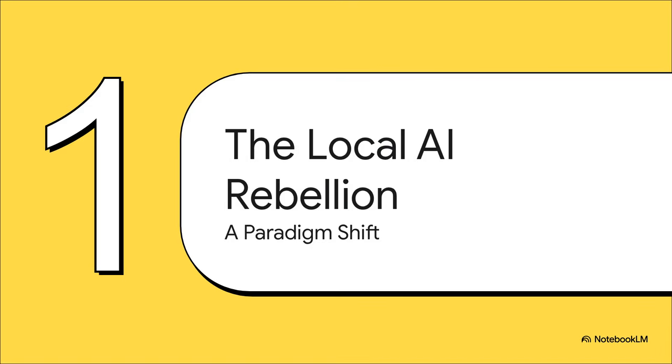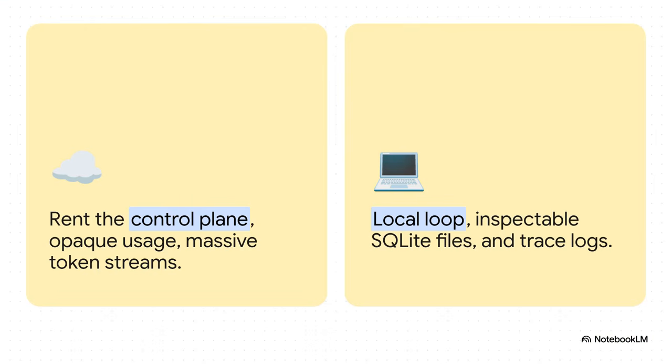So that brings us to Section 1, the local AI rebellion. This is a massive paradigm shift. With traditional cloud agents, you're basically asked to blindly trust an opaque service. You rent the control plane and generate huge, expensive token streams. But Atomic Agent completely flips the script. It runs a local loop right on your machine, using inspectable SQLite files and local trace logs. You keep your sessions, memory, tasks, and browser profiles 100% under your own directory. You're not sitting around waiting for a vendor to push an update. You have total, unfiltered visibility into what the agent is actually doing and thinking.